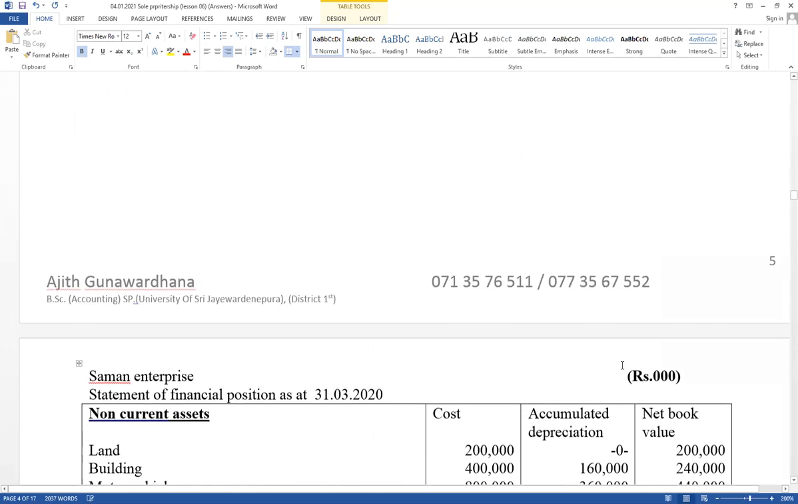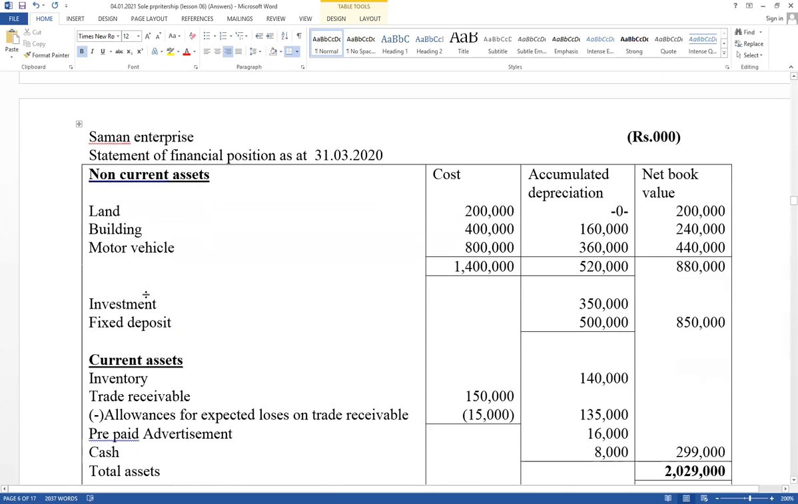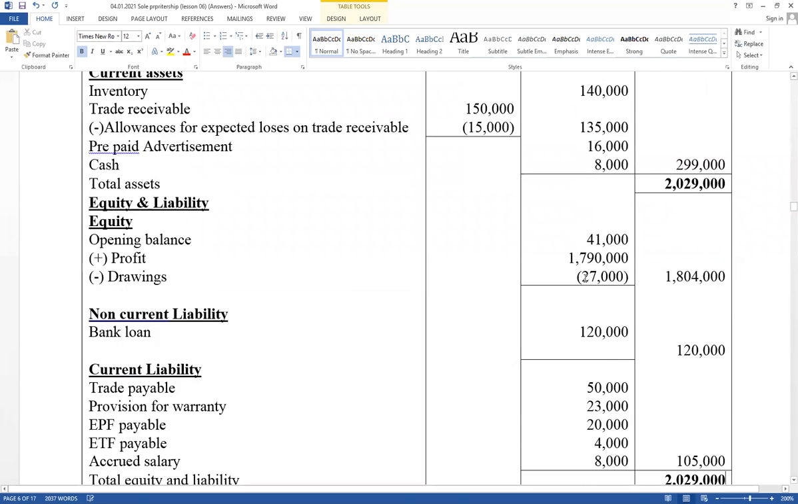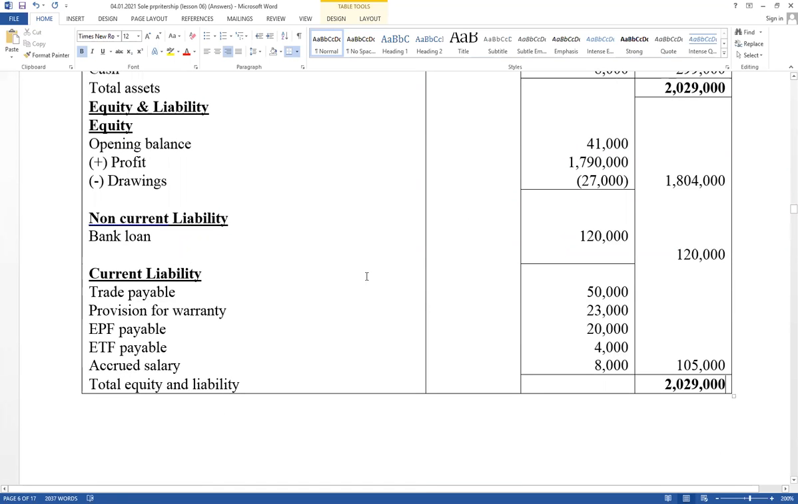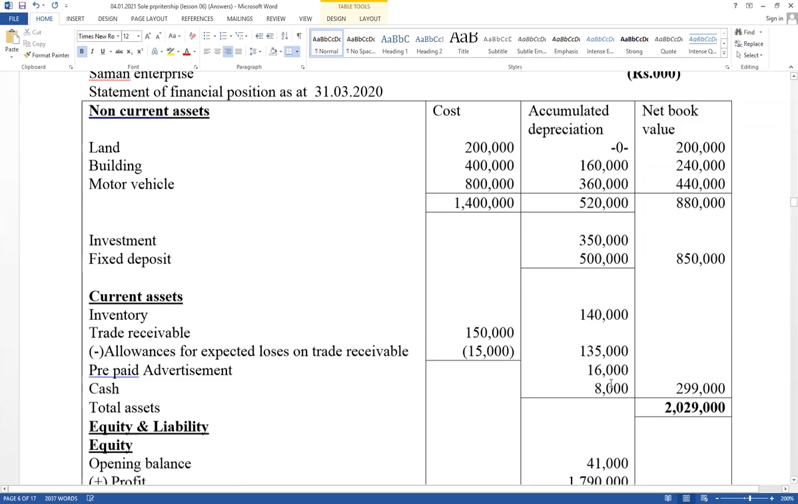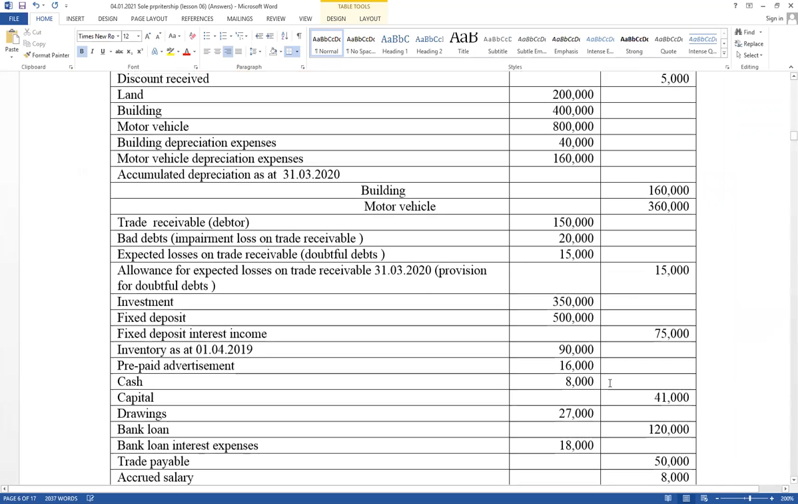Then think about financial position: how to disclose non-current assets, and how to disclose investment and fixed deposit between current and non-current. And think about current assets, how to disclose trade receivable minus allowance for expected losses. Then think about total assets, and equity and liability: non-current liability, current liability, and composition of equity. Therefore, if it has been correctly prepared, assets will equal liability plus equity. Therefore, think how to prepare financial statements based on the trial balance. Adjustments should be done from the beginning.